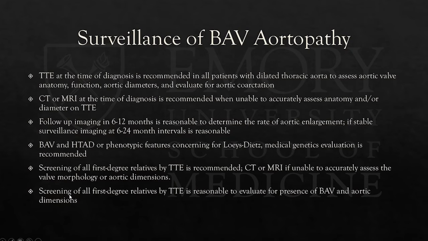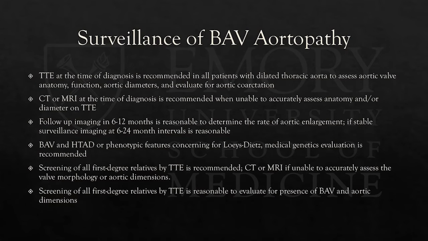So what about first degree relatives? How do we screen them? What's the recommendation? So any patient presenting with a bicuspid aortic valve and an associated aortopathy, a class 1 indication is that all family members, first degree relatives, get screened with TTE. And if we're unable to adequately assess the valve morphology or aortic size on the TTE, then they need a CT or MRI. And this is bicuspid aortic valves with aortopathy, class 1 recommendation to screen first degree relatives.